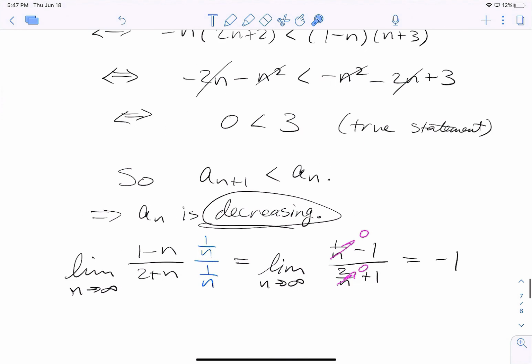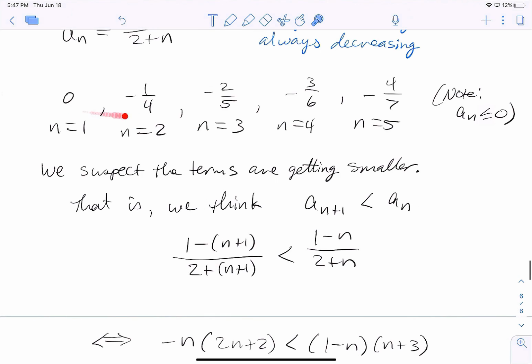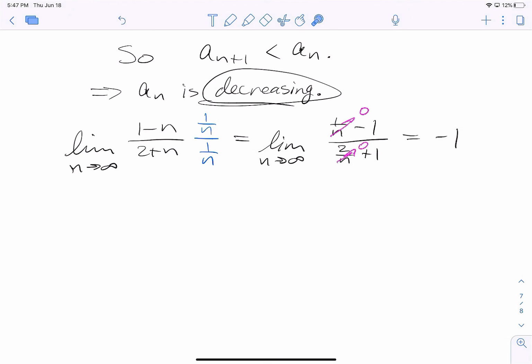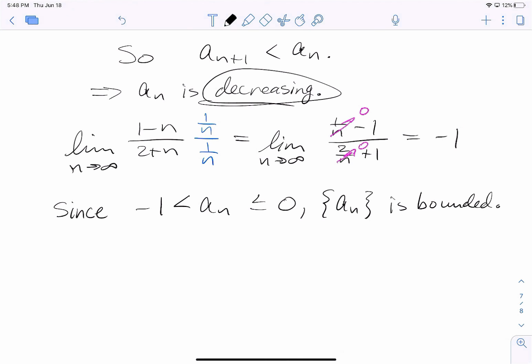All the terms that we wrote down before are between 0 and -1, and then the limit is -1, we've therefore been able to show that a sub n is between -1 and 0. And I've written this as inclusive at 0 because the first term was 0. Since this inequality holds true, we have a sub n between two numbers, -1 and 0. The sequence a sub n is bounded. It is contained between two numbers.